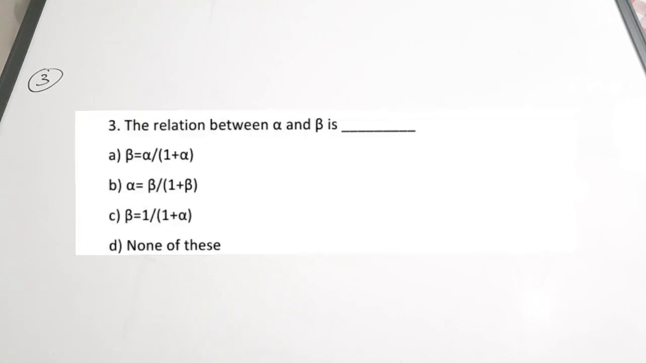So the third question is, the relation between alpha and beta is dash. This question is asking the relation between two current gains, alpha and beta. The options are A, beta equal to alpha by 1 plus alpha. Option B, alpha equal to beta by 1 plus beta. C, beta is equal to 1 by 1 plus alpha, and D, none of these.